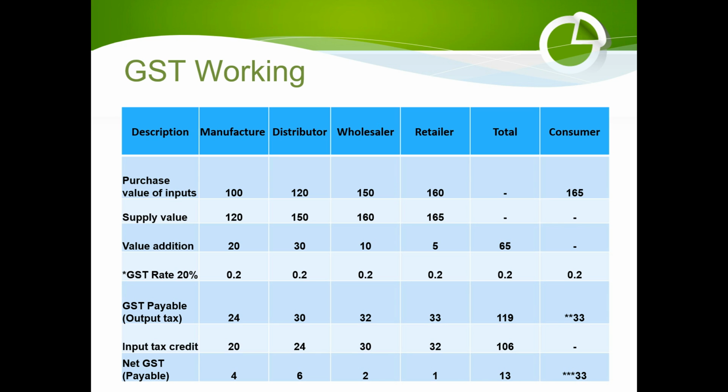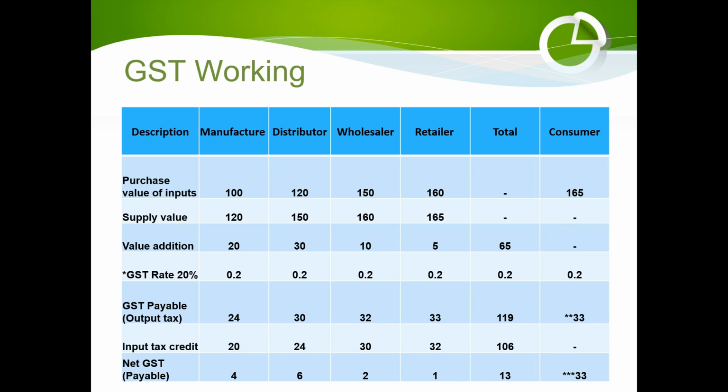Again, the distributor purchases the goods from the manufacturer at his selling price, that is 120. Again, his profit margin of rupees 30 is added and the supply value becomes 150. GST rate is 20% on the output value, that is 150 for the distributor. 150 multiplied by 20%, so GST output tax payable is 30.